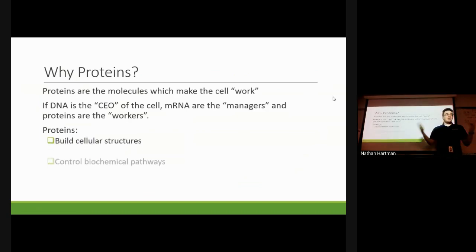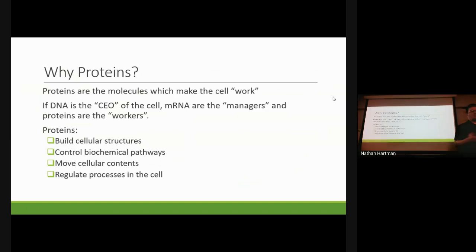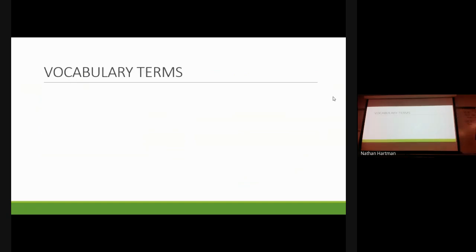Proteins do things like build cellular structures, control biochemical pathways, move stuff around in the cell, regulate various processes. If there's something that needs to get done in a cell, there's probably a protein involved in it, right? For example, active transport of something across the membrane, or opening up to allow facilitated diffusion of glucose into the cell, right? Those are a couple of different proteins we talked about. All those different enzymes we talked about. When there's something doing something in the cell, there's almost always a protein involved.